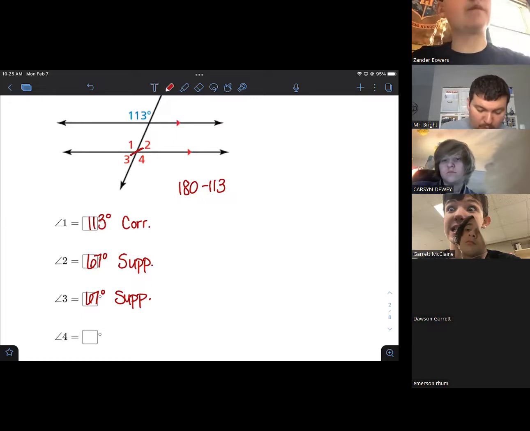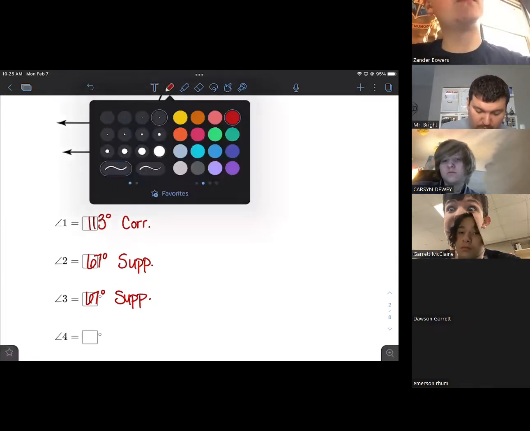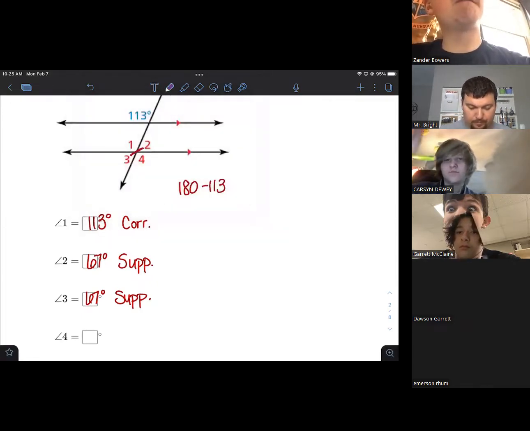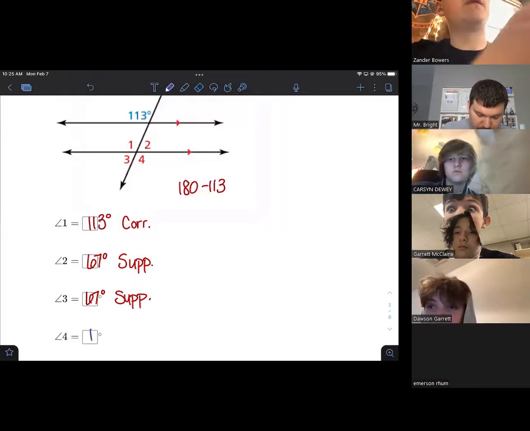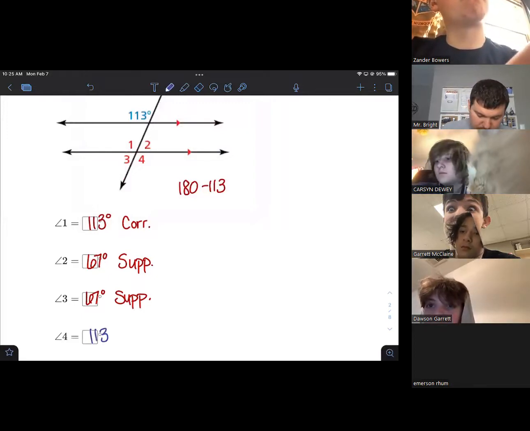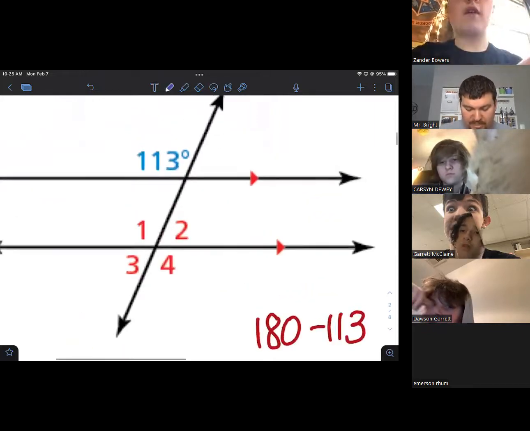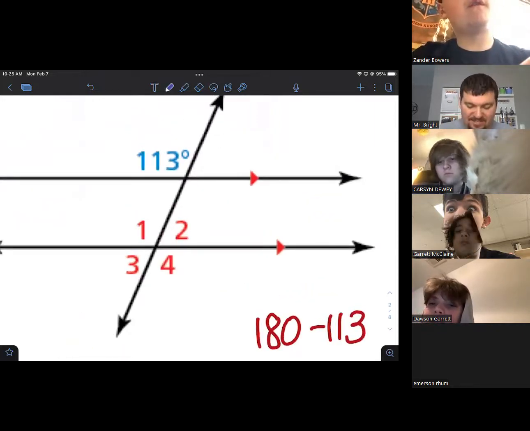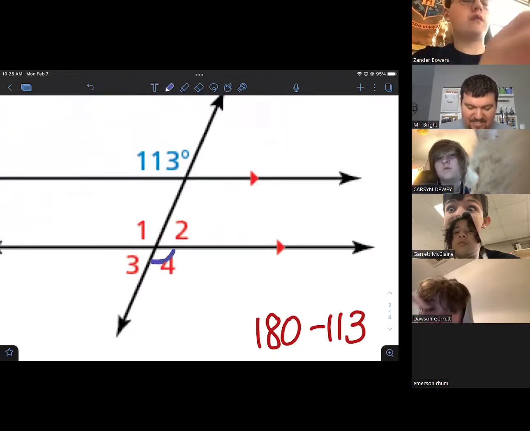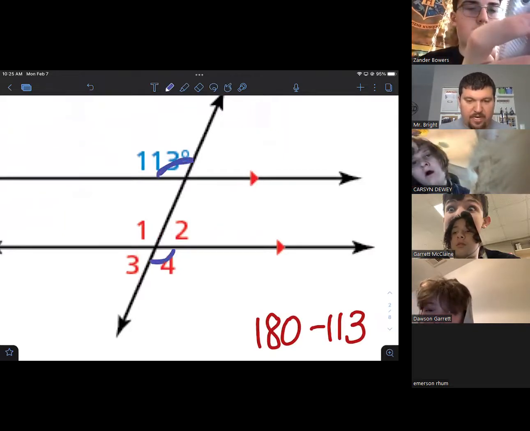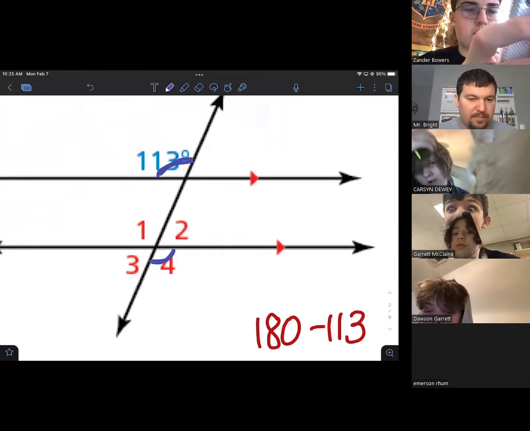And then angle 4. What is angle 4 going to measure? 113 degrees. Nice job. Thank you, Chloe. 113 degrees. And Chloe, do you know why angle 4 is congruent to the 113-degree angle? Do you know what kind of angle relationship is going on there?